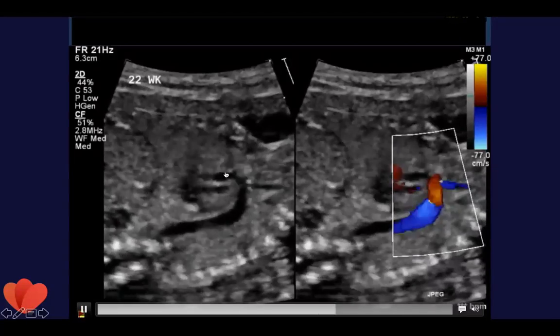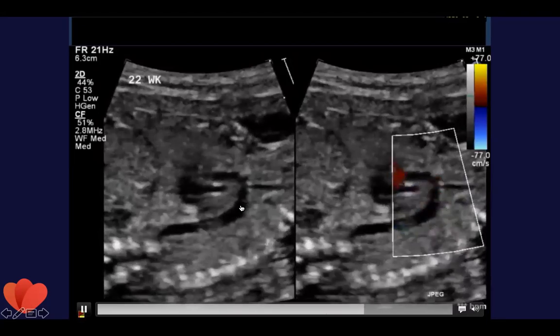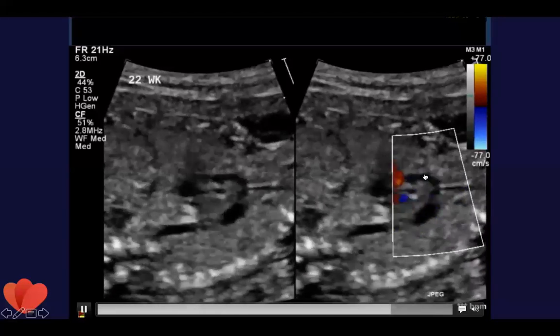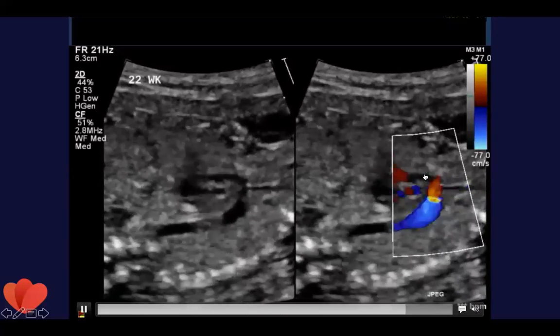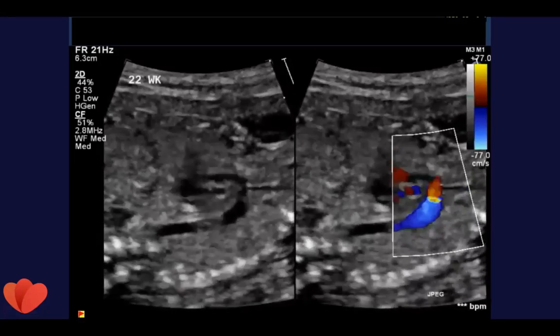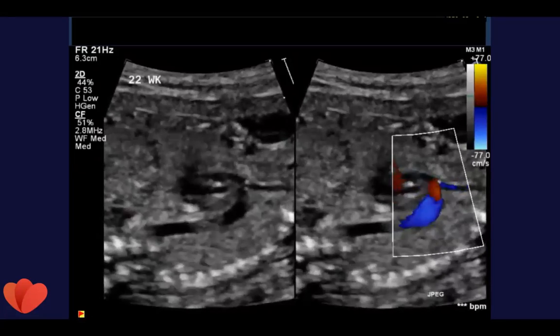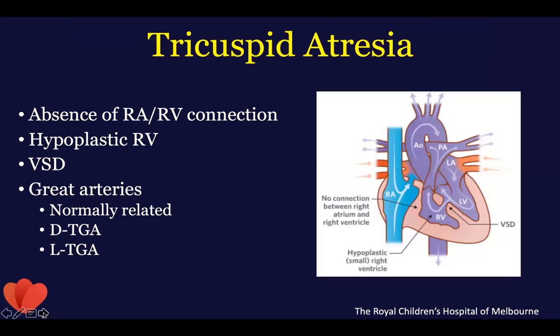So in this example, you can see that the aortic arch is hypoplastic throughout. And then when you look by color flow mapping, you can see that there's reversal of flow in the transverse arch, making you think there's severe aortic valve stenosis or atresia. So that's another way to sort of look for these arches because they can be very small.